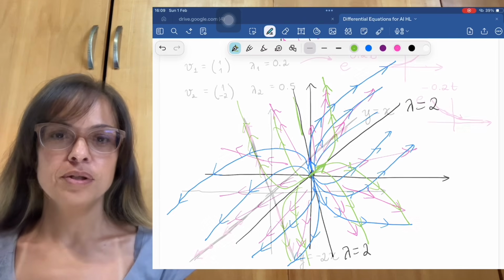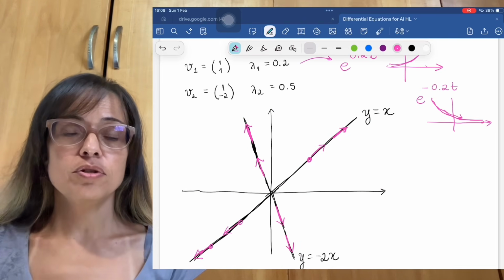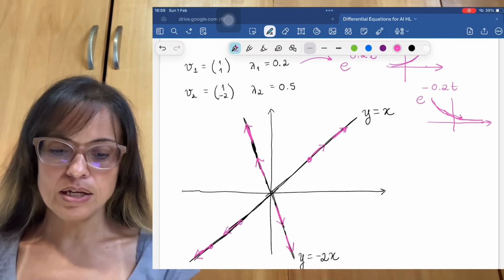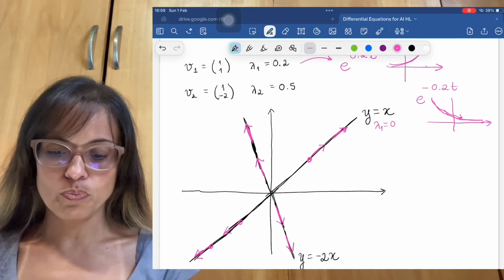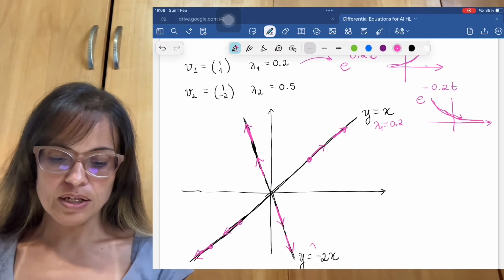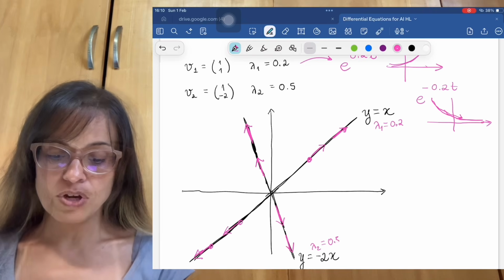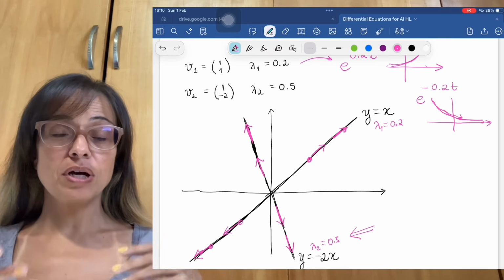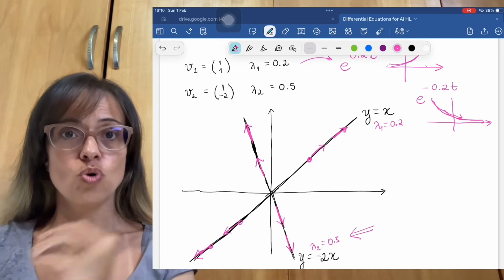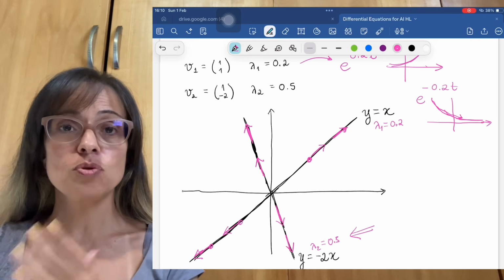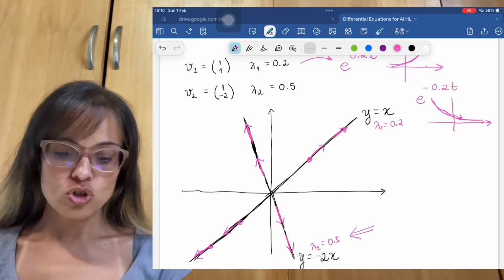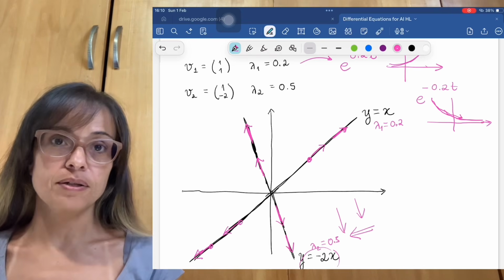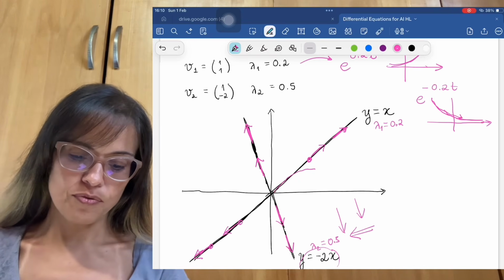And I would try to avoid memorizing which is which because this is the sort of confusing thing that you can memorize wrong. Instead, I like to think of what's going to happen in the long run when t is very large. Because the y equals x line is associated with the 0.2 eigenvalue, and the other line is with the eigenvalue 0.5. So in the long run, this one wins, the bigger eigenvalue. The bigger eigenvalue pushes points more strongly than the smaller one in the direction of its own eigenvector. So in the long run, the directions are going to end up being parallel to this line, which means that they had to start from the other line.